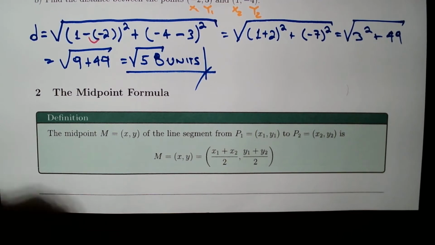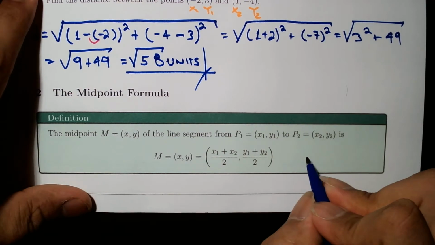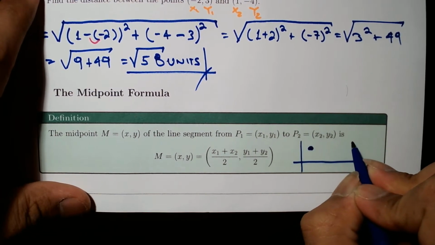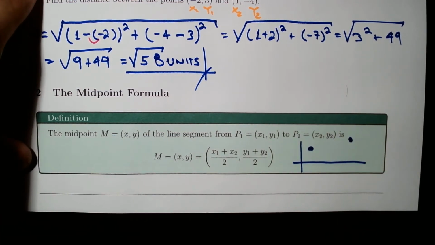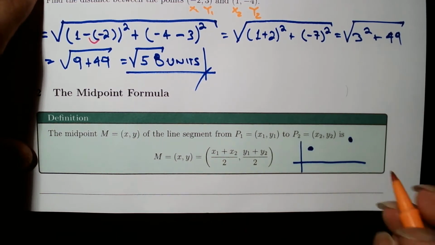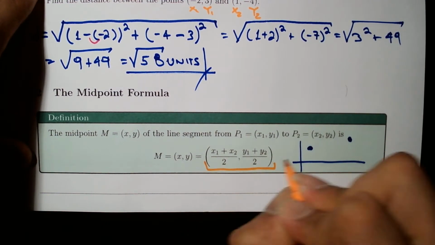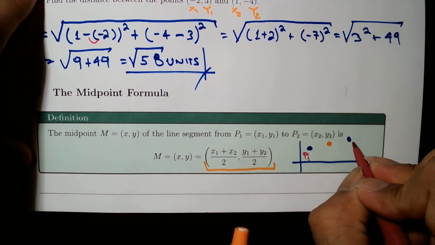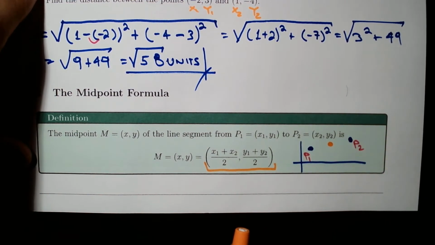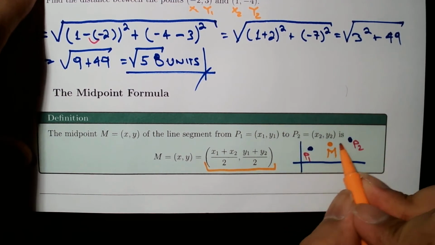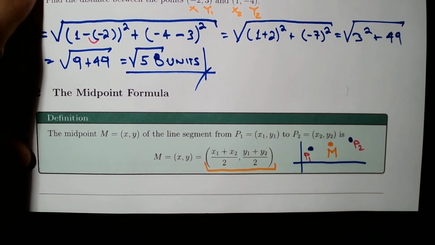formula. So if we have the points on the Cartesian plane, point P1 and point P2, doing these operations here, using these formulas, it's going to give us the point that lies exactly in the middle. Okay, so this is P1, this is P2, this is going to be M, the point that lies exactly in between the two given points.